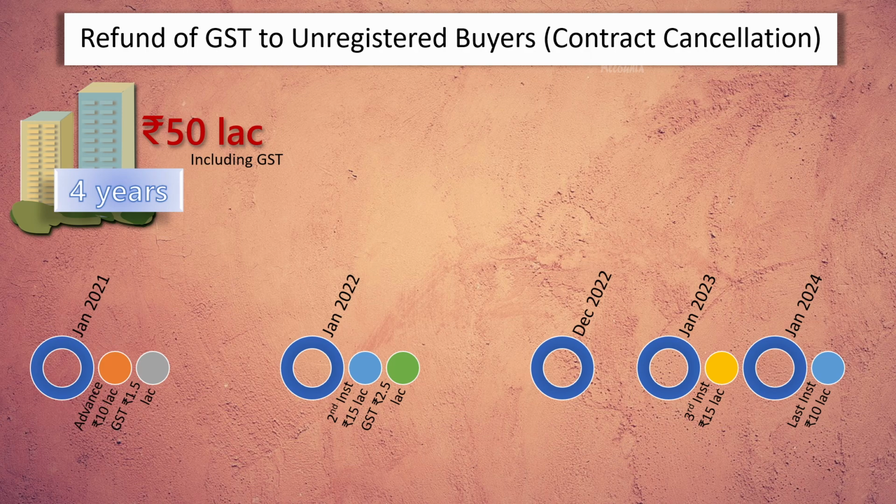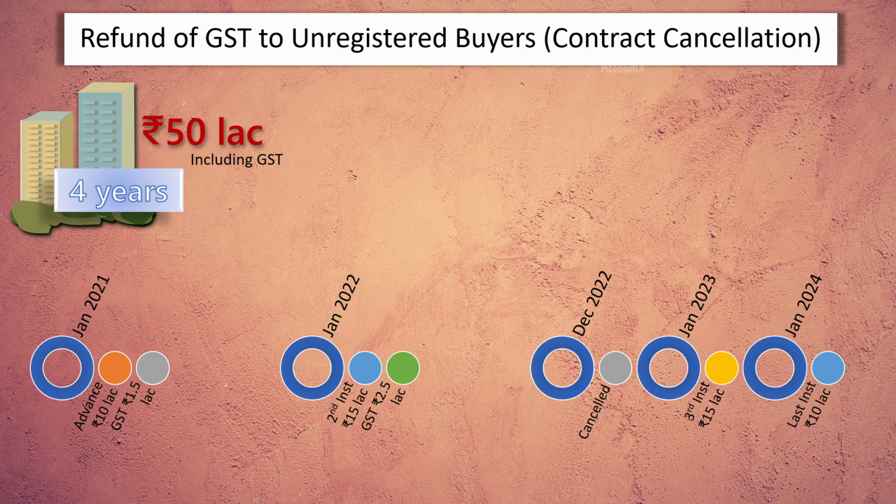Now in December 2022, let's say this contract is cancelled due to any reason, say the construction is not progressing as per schedule or whatever may be the reason, and so far you have made a total payment of 25 lakh to the builder, which includes 4 lakh towards GST. Now in order to claim refund of GST which is already paid to the government, the builder is required to issue something called a credit note, and there is a time limit to issue this credit note.